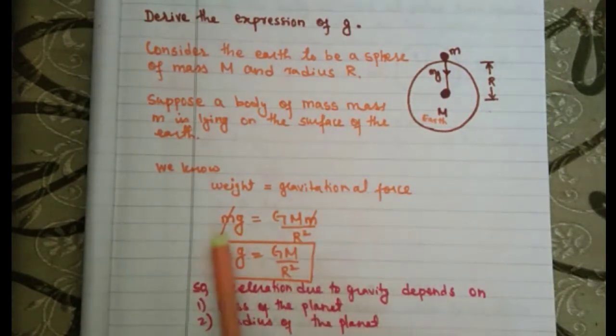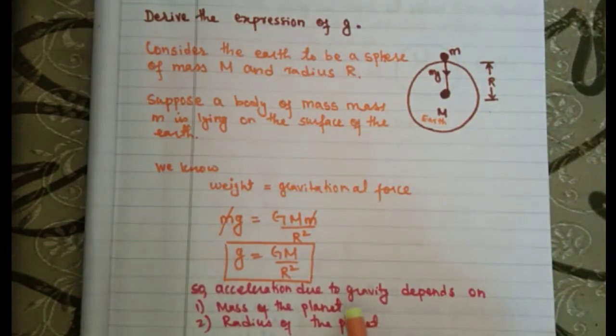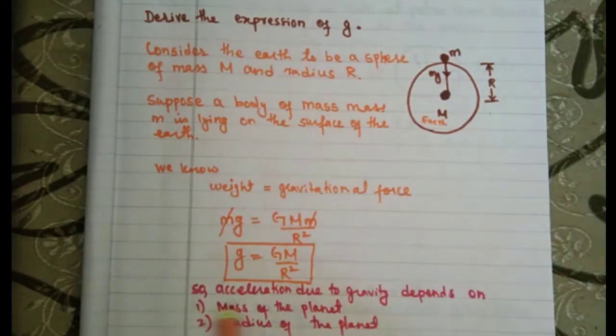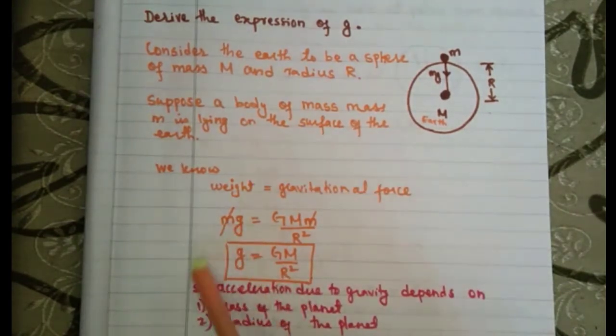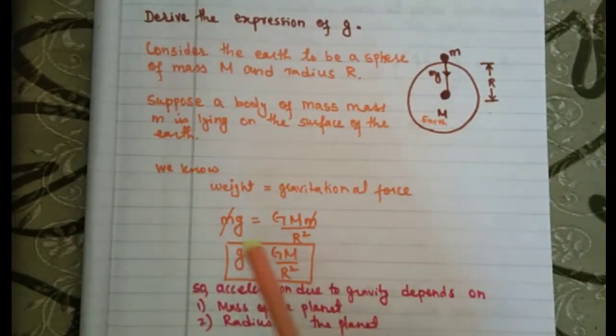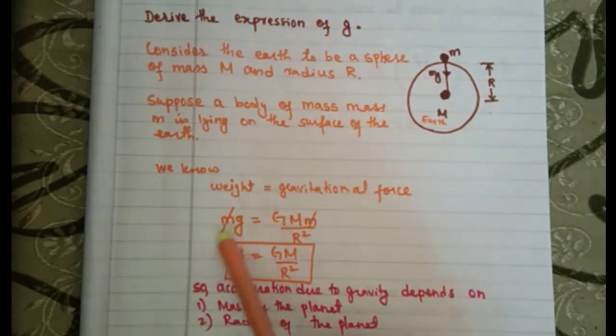In this expression you can see acceleration due to gravity on the surface depends on the mass of the planet. The heavier the planet, the more is the acceleration due to gravity. So for Jupiter the acceleration due to gravity is more than that of Earth. It also depends on the radius of the planet. If you decrease the radius of the planet, the acceleration due to gravity increases, and if you increase the radius without changing the mass, the acceleration due to gravity decreases.